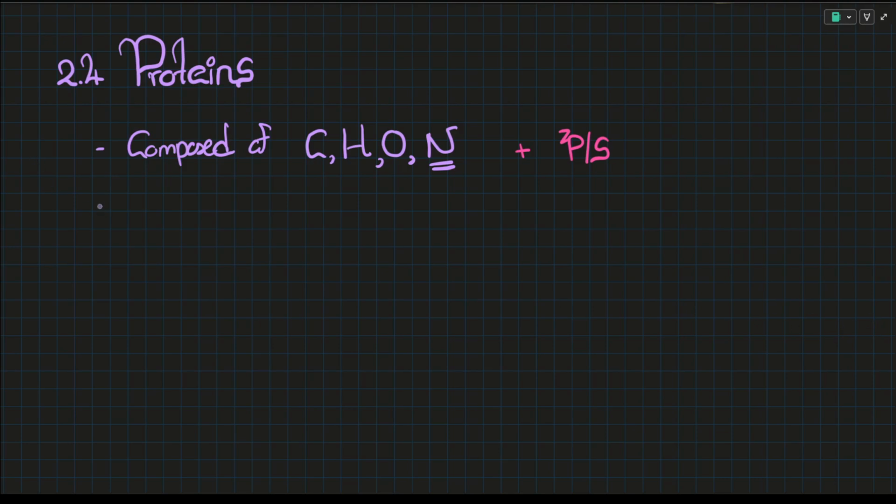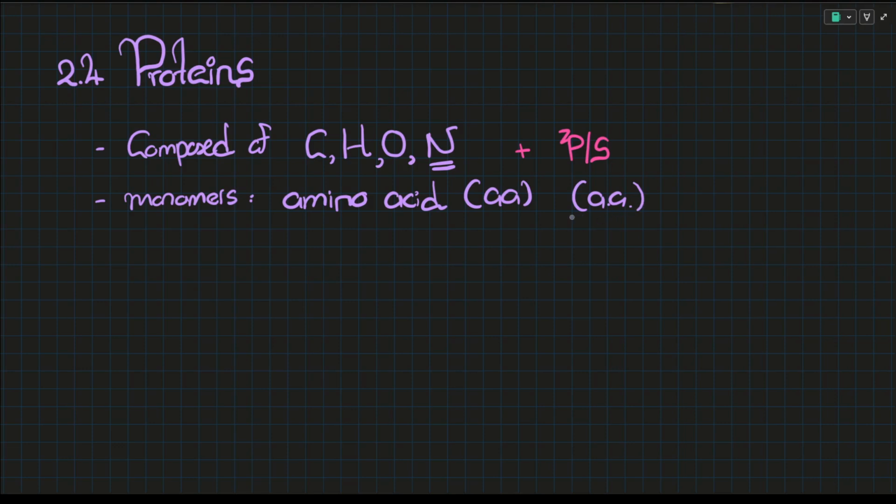The protein monomer is the amino acid, and these are very versatile. AA for short, sometimes A dot for short, like so. Let's look at an amino acid.